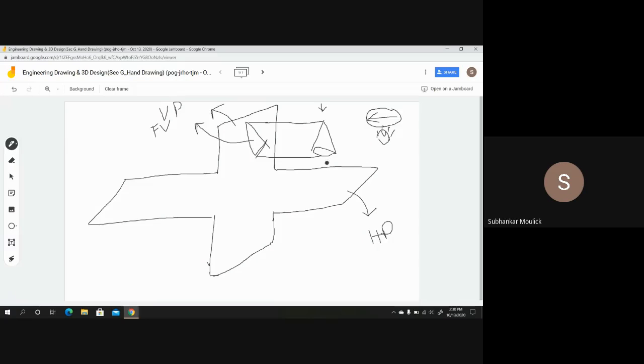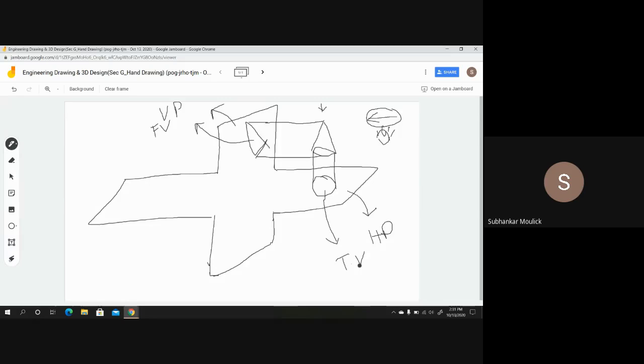I will get the top view of this object in the horizontal plane. For that, what do I need to do? I have to project the object like this. I need to project the object like this, then I can see the top view of this object, and definitely the top view of this object will be a circle. Am I clear? Yes, sir. Okay, so this is my top view, and the shape of the top view is a circle, and I am getting this top view in HP.